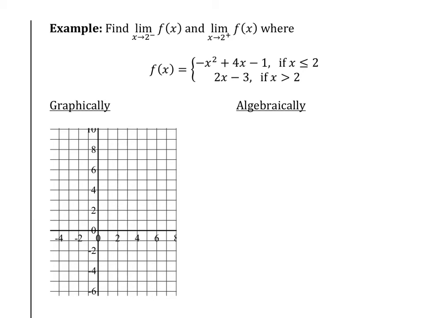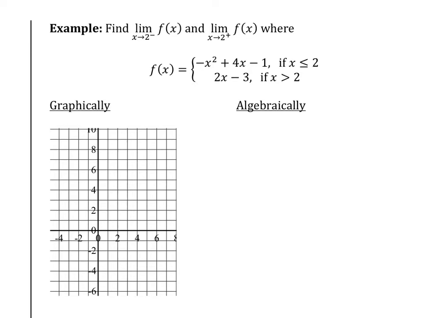Okay, now we're gonna find the limit from two different sides. For example, this one says limit as x goes to 2 from the negative side of f of x, and limit as x goes to 2 from the positive side of f of x, where f of x is defined as a piecewise function: if x is less than or equal to 2, it is this parabola, and if it's greater than 2, it's this linear function.